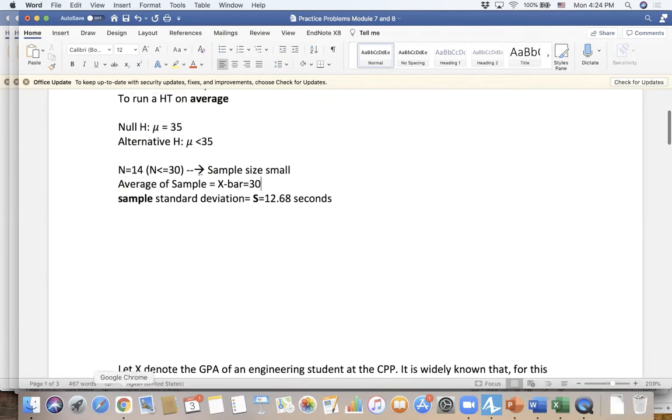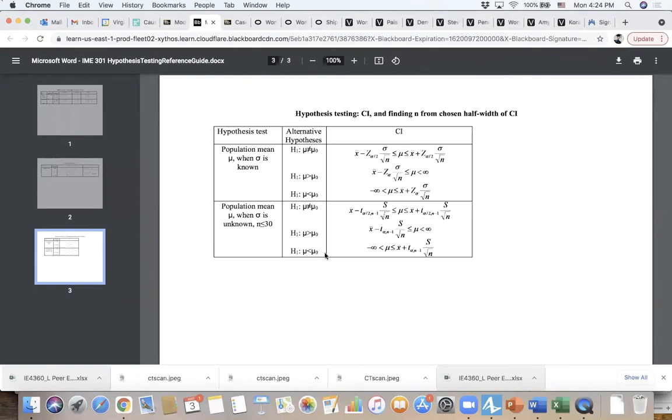Sorry, mu less than 35. Let me show. Oh yeah, I get mu less than mu zero. So we refer to the right equation.